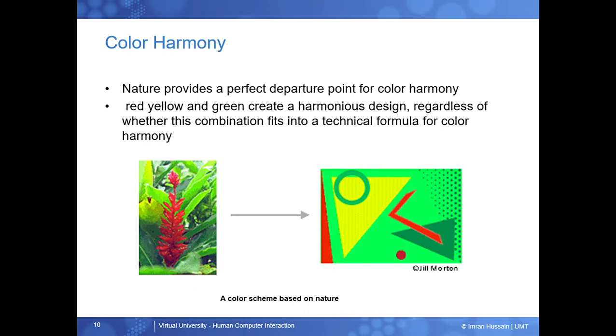Okay, so as I was saying, nature provides like a perfect departure point for color harmony. So you can have red, yellow, and green.